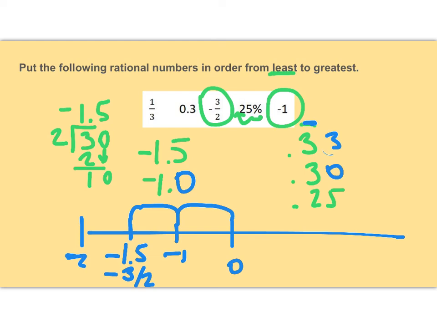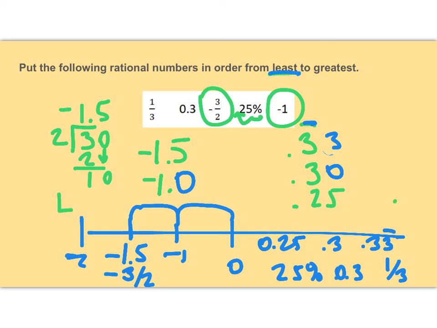Which is closer to 0? 25/100, 3/10, and 33/100 repeating. 25/100, remember, was 25%. 3/10, and then 33/100 repeating was actually 1/3. So I am putting them in order from least to greatest. So remember, least to greatest.